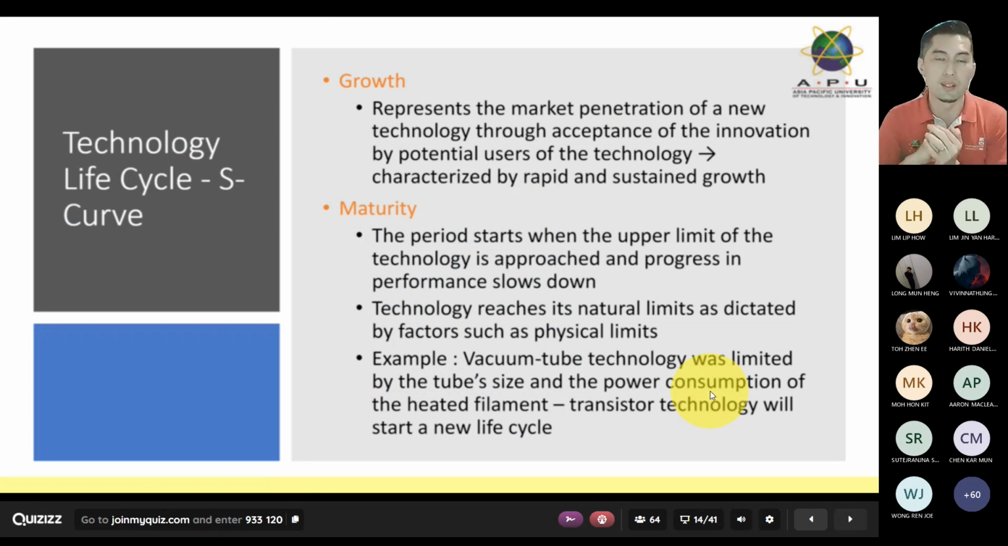Then it starts going into growth, right? So when it's growth, look at the keyword here: acceptance of the technology itself. More and more people see the use of the technology, they start adopting it, they start using it.